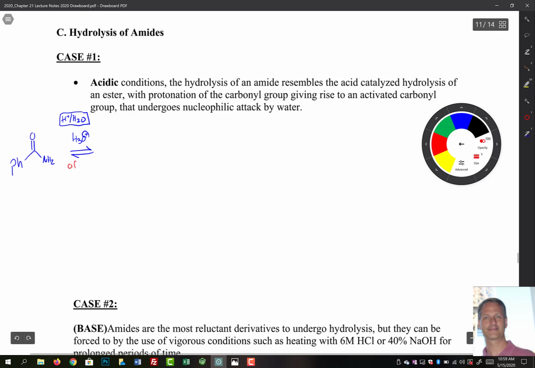Now, often here we see heat being added. So we'll see that as a reaction condition, not all the time, but we often will. All right, now the very first step of this reaction is probably somewhat predictable as to what you've seen before. We're going to protonate or activate that carbonyl of our amide. That's going to form this with our NH2 here, just like so.